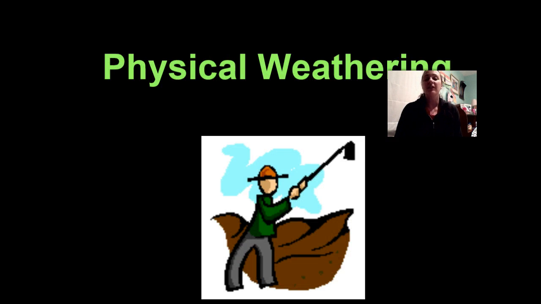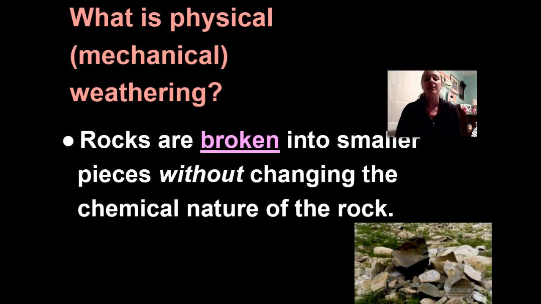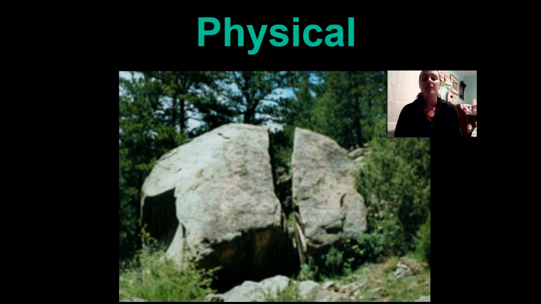Now, let's look at physical weathering. There are many different types of physical weathering. Physical weathering, or sometimes it's known as mechanical weathering, is when rocks are broken into smaller pieces without changing the chemical nature of that rock. So it's a larger rock and it gets changed into a smaller rock. Like this. See how the rock has split from one larger piece now into two smaller pieces? That's an example of physical weathering.